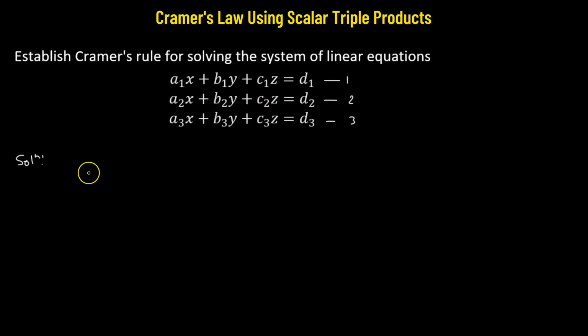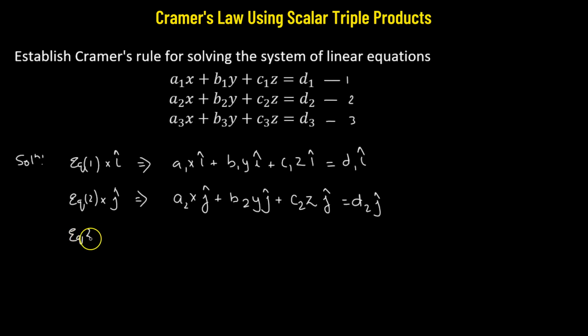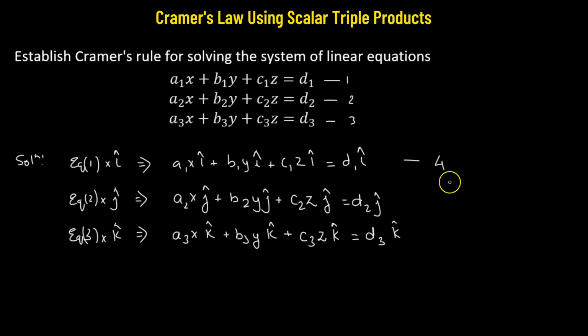So we'll consider the first equation, equation number 1, and multiply each term with the unit vector i cap. This will be simple multiplication, not a cross product. So this will give us. Next, we consider equation number 2 and multiply each term with the unit vector j cap. So this will be. And then finally, we consider equation number 3 and multiply each term with the unit vector k cap. So this will give us. So let's label each equation as 4, 5 and 6.